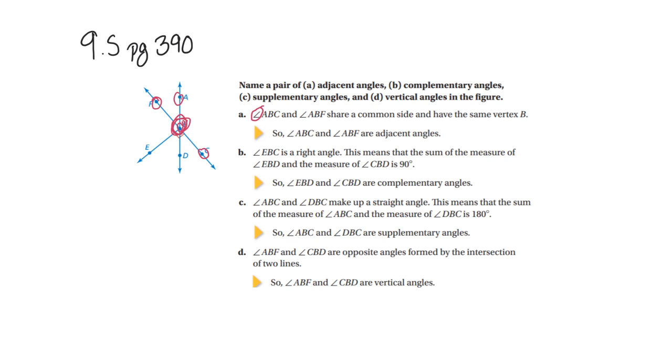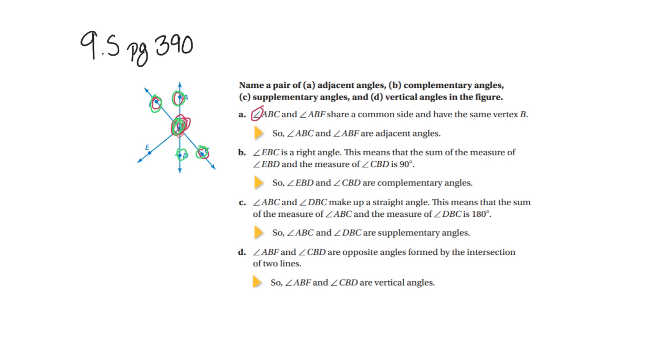So DBC is right here, ABC is right here, and they come together on this straight line, making them supplementary angles, right? And then the last one says vertical angles. So those are just angles that are opposite each other. So ABF would be this right here, and CBD would be this right here. And you notice they're completely opposite each other, so they would have the same value.